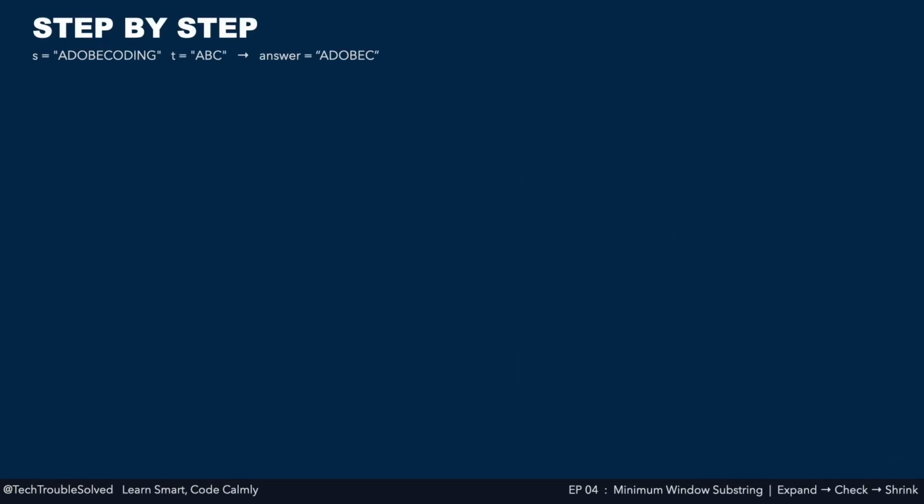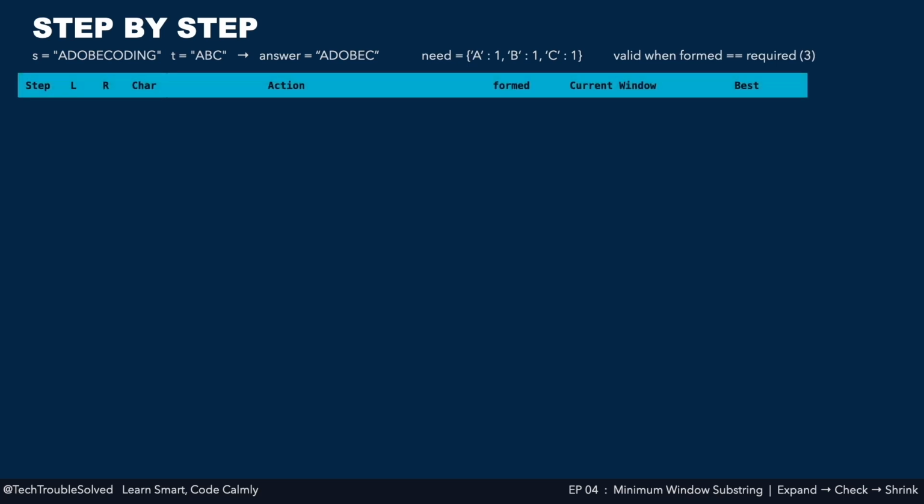S equals ADOBECODING. T equals ABC. Need equals A with 1 count, B with 1 count, and C with 1 count. And required equals 3. We need formed to reach 3. Follow along with the table on screen. Step 1. R is 0, character is A. Window of A equals 1. Does window of A equal need of A? Yes. Formed equals 1. 1 out of 3. Keep expanding.